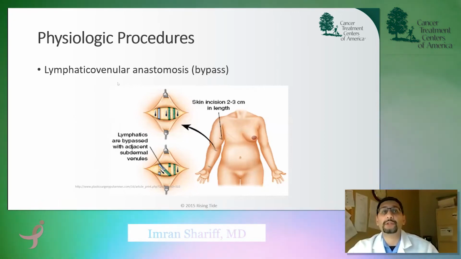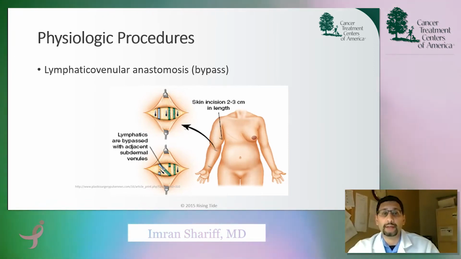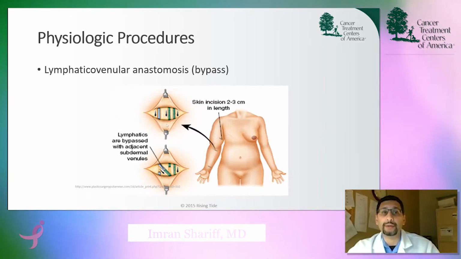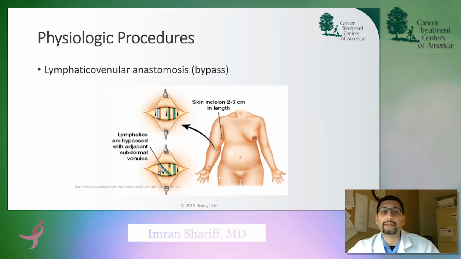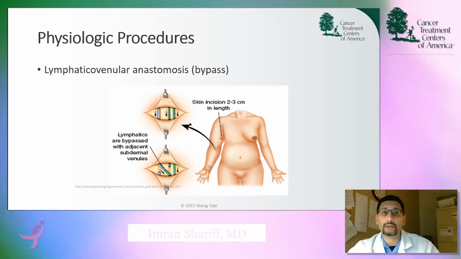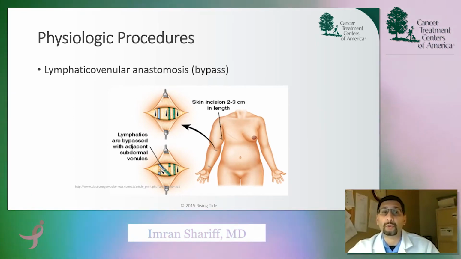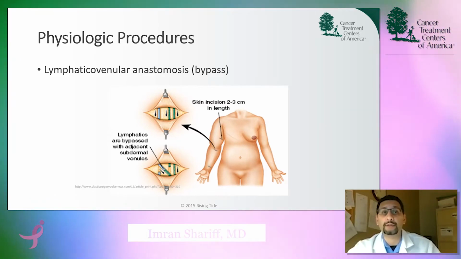Our first physiological procedure is lymphaticovenular anastomosis, or a lymph vein bypass. Basically, it's a small skin incision and taking an area where you have a lymph vessel obstructed and connecting it with a vein so that the lymph vessels can now drain into a vein and go back to the heart. This procedure has shown much improvement in quality of life and in decreasing arm lymphedema circumference. It is minimally invasive, with short OR times and short hospital stays. Usually reserved for early stage of lymphedema.